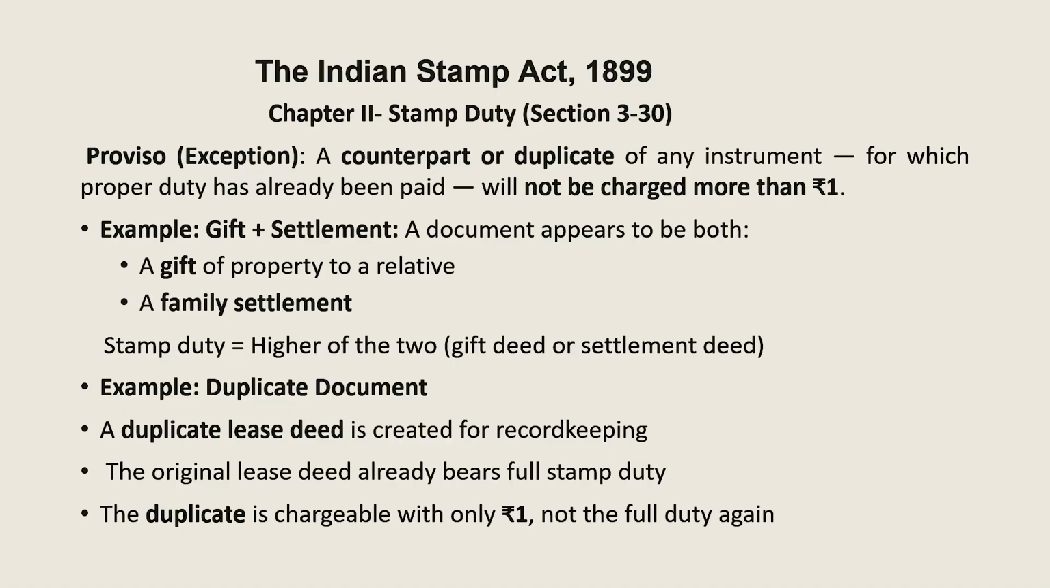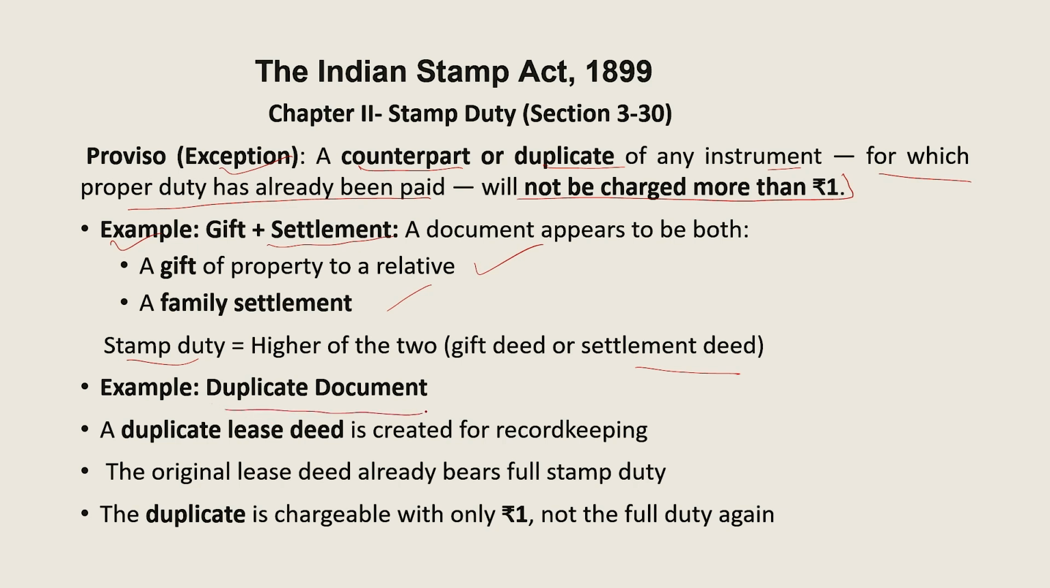Moving further, there is one exception to this also: a counterpart or duplicate of any instrument for which a proper duty has already been paid will not be charged more than 1 rupee. So let us take one example, gift plus settlement. A document appears to be both a gift of a property to a relative and a family settlement also. So the stamp duty is on the higher of the two. Whether it is a gift deed or a settlement, whichever is higher, the stamp duty has to be paid on that.